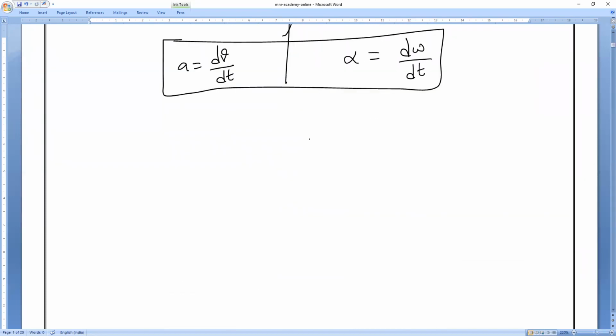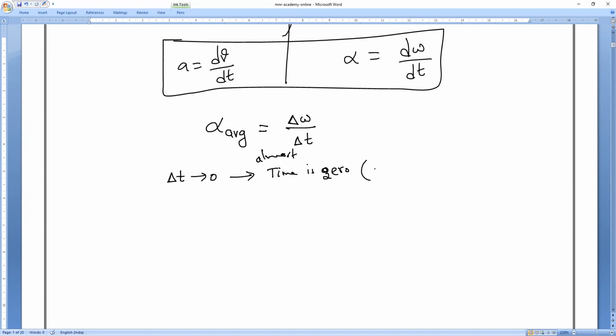Now let us take, for example, average angular acceleration. What is the formula? Delta omega divided by delta t. For example, take a very short period of time, where the time interval is almost 0. What do we call that? Very short period of time. Then what will come, all of you?